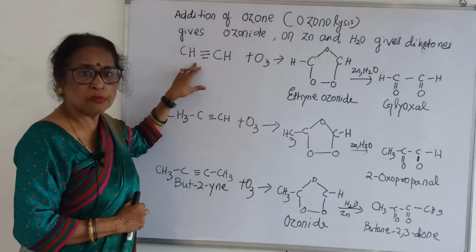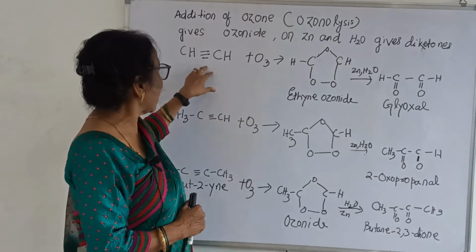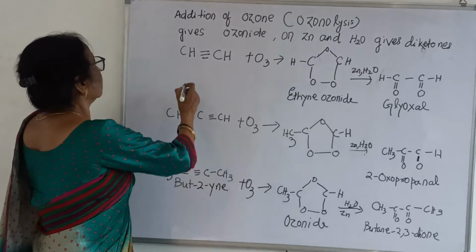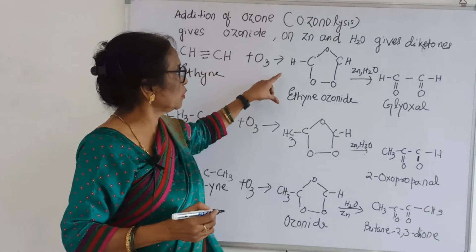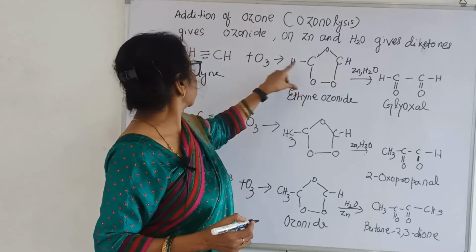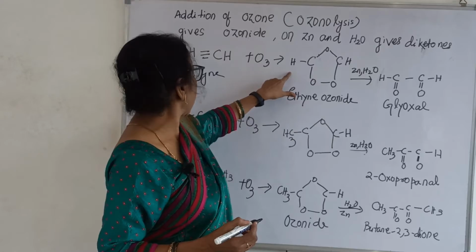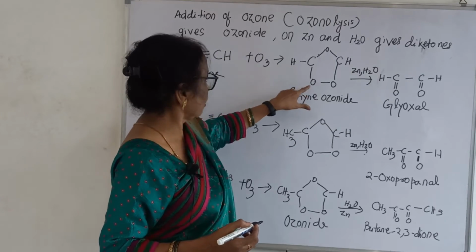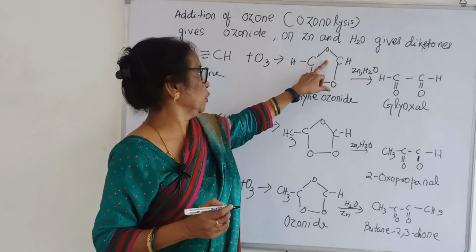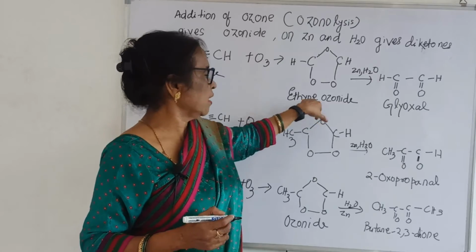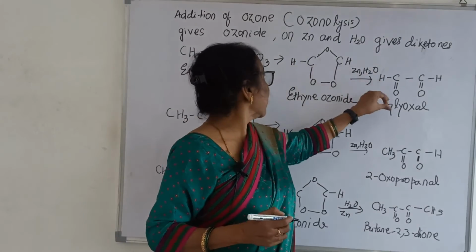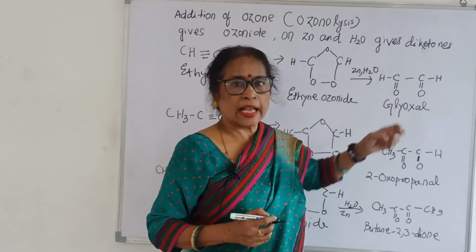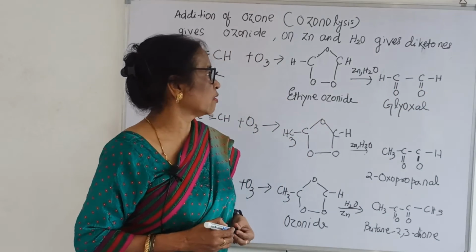So, for a simple one, ethyne. Ethyne when treated with ozone gives ozonide. See here, the C and H remain as they are. The carbon uses three oxygens, and that is ozonide. When reacted with zinc and water, H is there, C is there, C double bond O, and that is glyoxal.